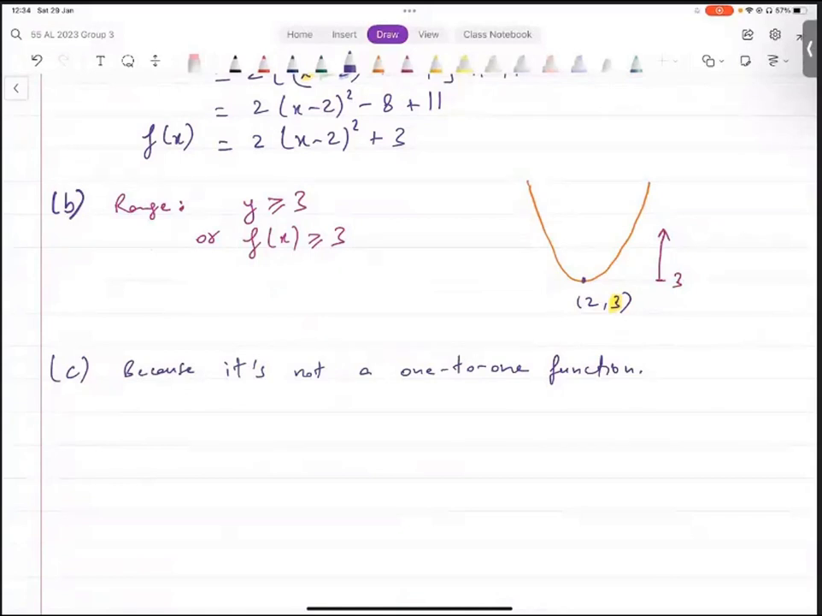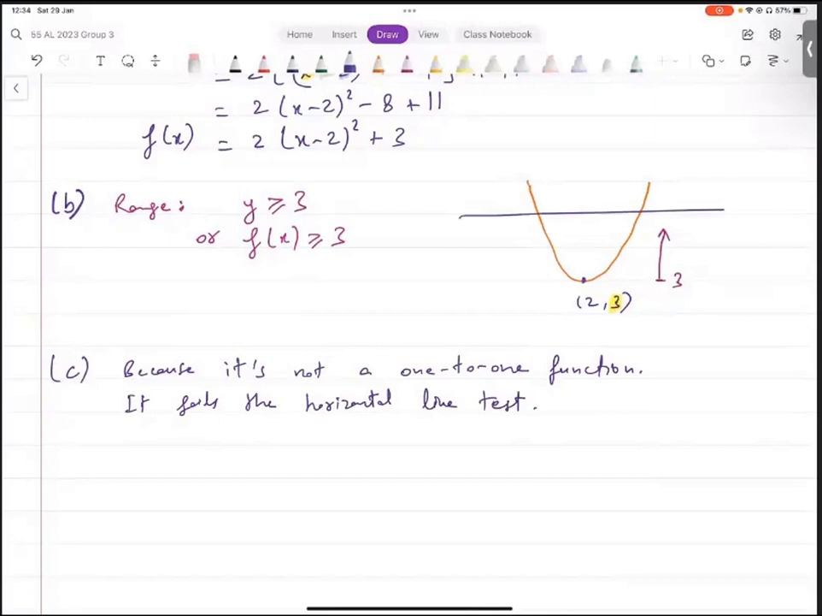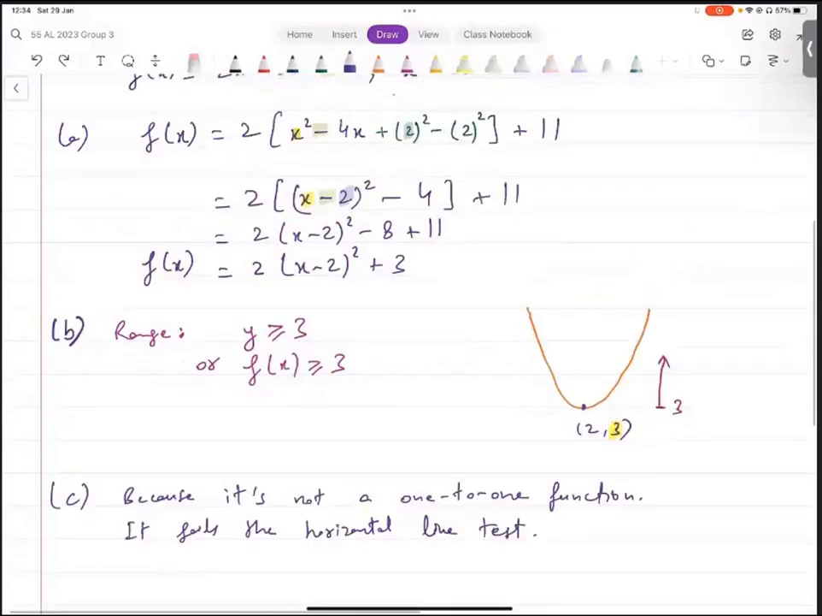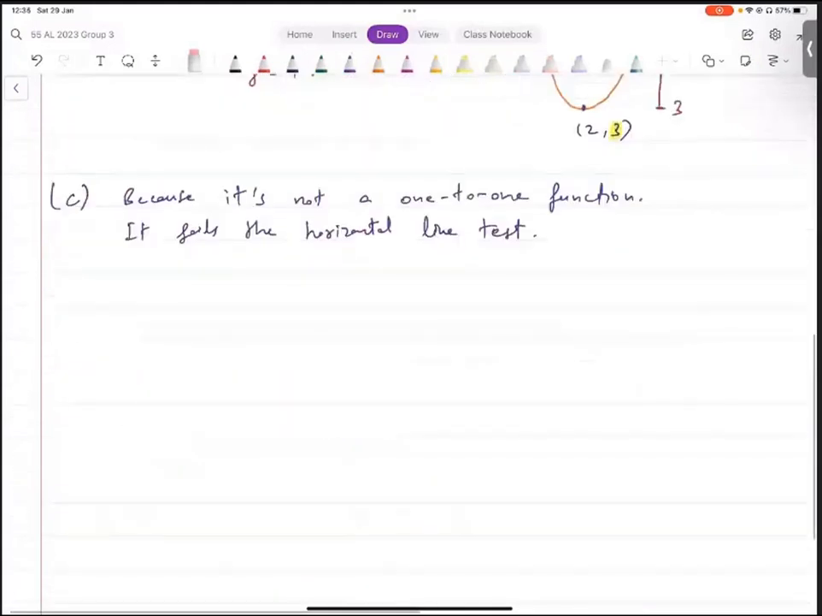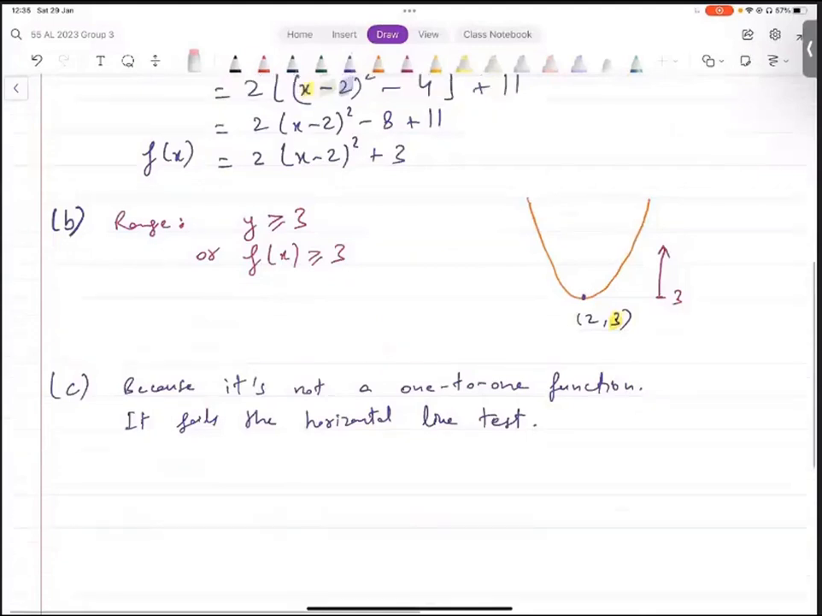You can basically say it fails the horizontal line test. If you draw a horizontal line, you can draw one horizontal line at least that cuts the graph at 2 points, so it's not a one-to-one function. That's why it does not have an inverse. I'm going to explain why it does not have an inverse, because it's not a one-to-one function. Is that okay to everyone? Any problems? Any questions on this?